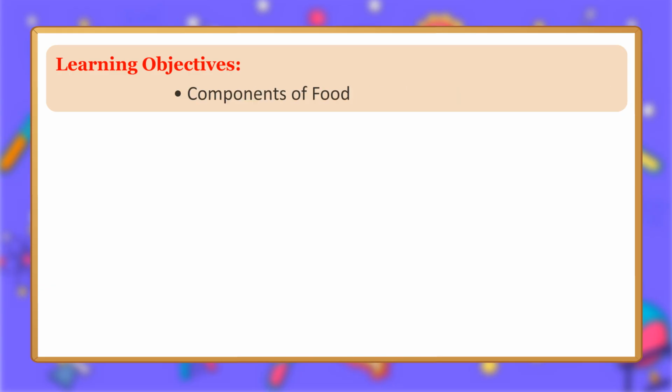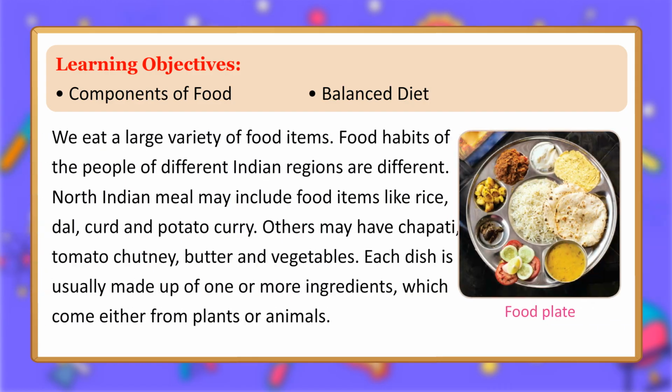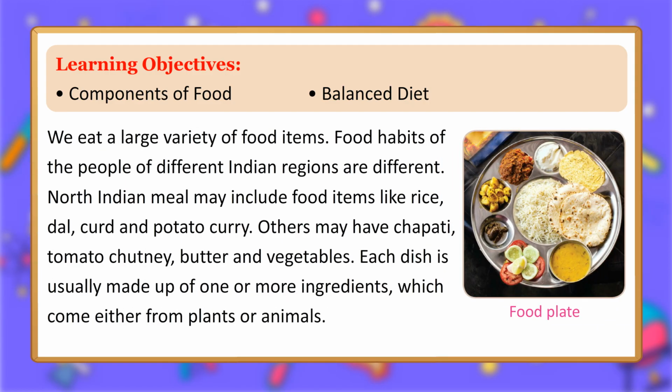Components of food. Learning objectives. Components of food. Balanced diet. We eat a large variety of food items. Food habits of the people of different Indian regions are different.